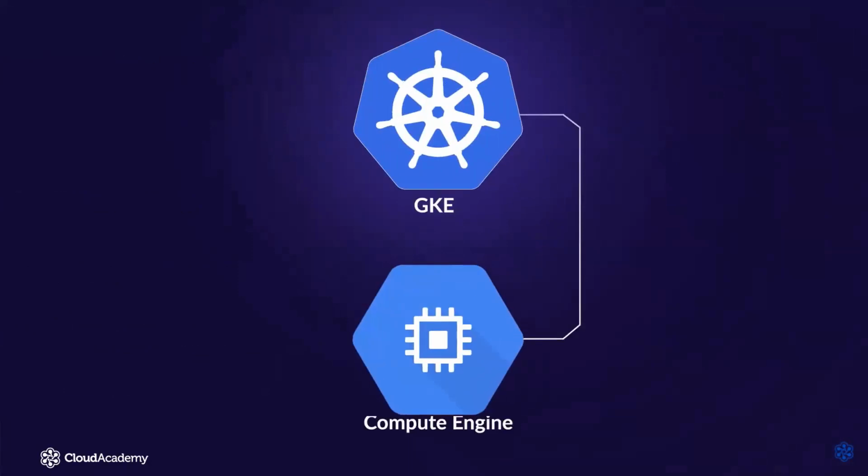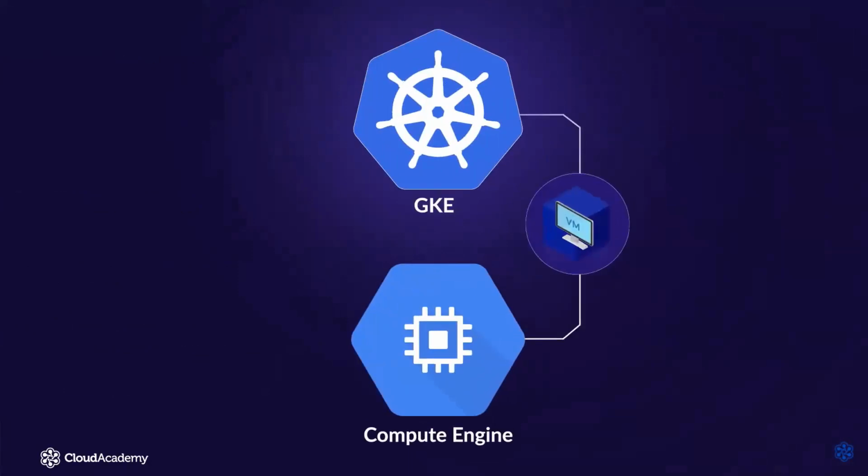GKE runs on top of Compute Engine. It's using VM instances as GKE nodes. Now, node is the Kubernetes term for a single compute resource. It's very easy to get GKE to intermingle with Compute Engine resources if necessary. If part of your application is in Kubernetes and part of it isn't, if they're all within Google Cloud, it's not a problem to get them to work together.